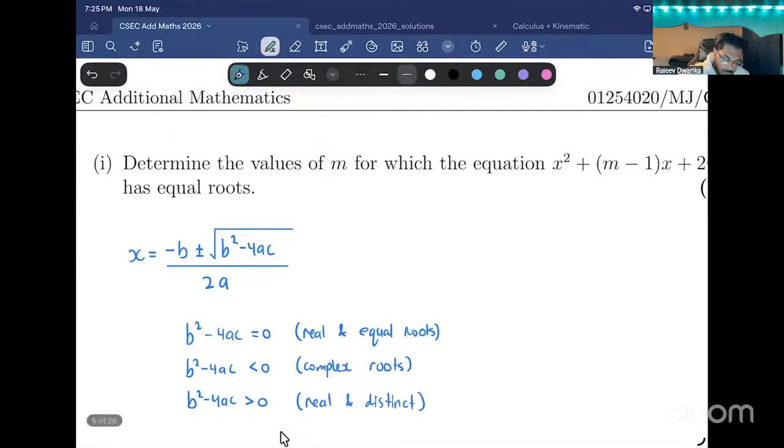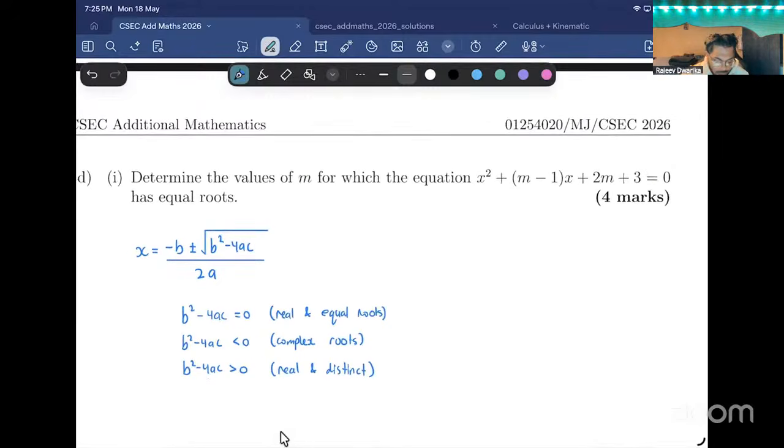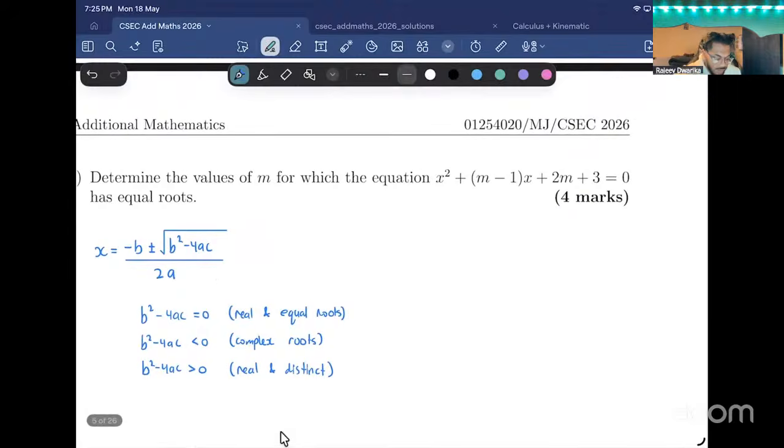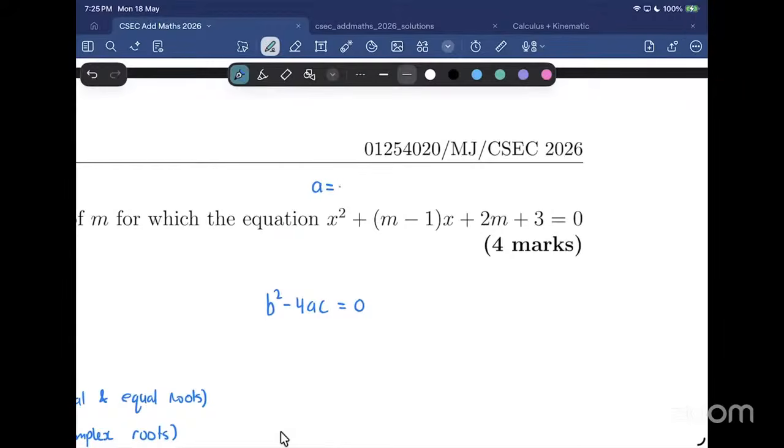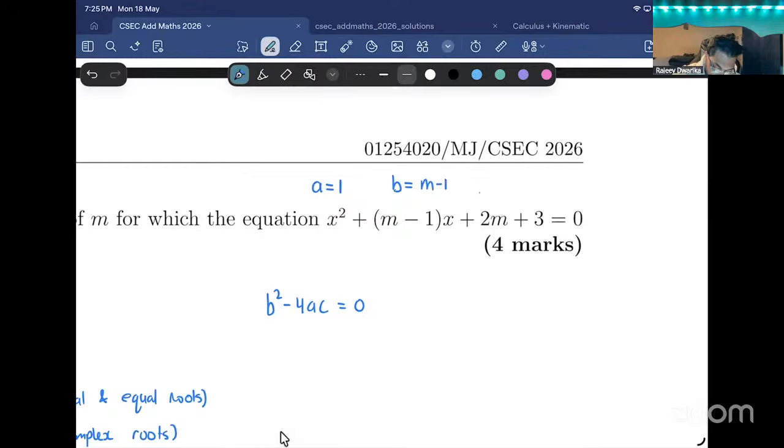So in the question, they wanted us to determine the values for m for which it has equal roots. So if it has equal roots, then the discriminant is going to be equal to 0. So b squared minus 4ac is equal to 0. So quickly, could somebody tell me the coefficient of x squared? 1. Right? The coefficient of b is? That'll be m minus 1. And for c, that's going to be the constant term, which is 2m plus 3.